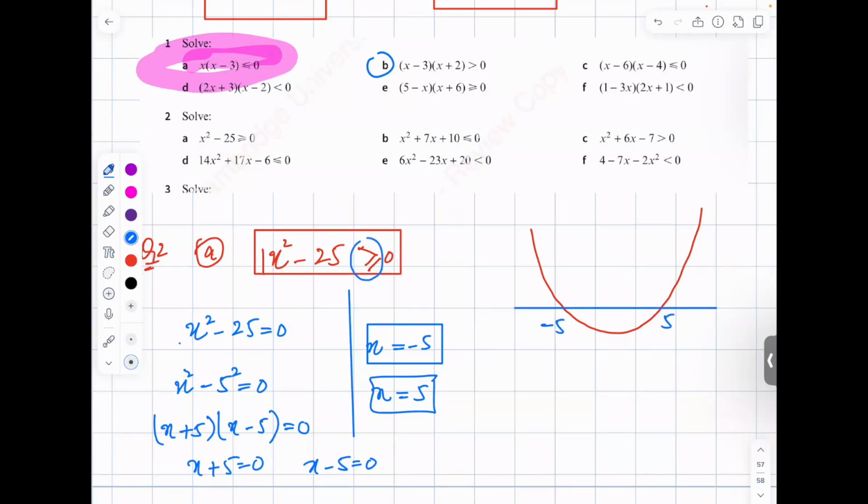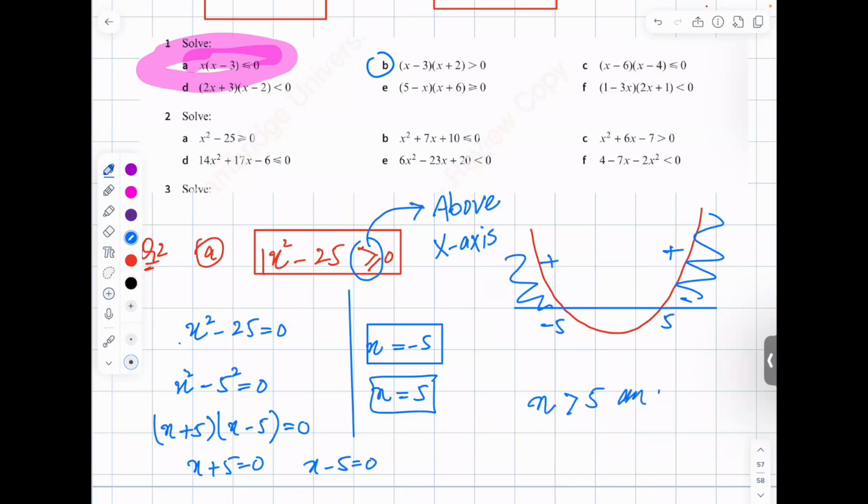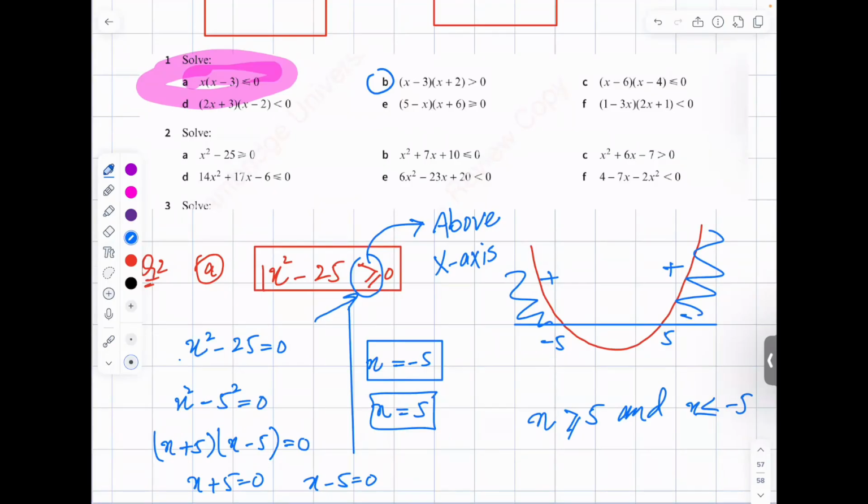Now, here, greater than equal to 0. What do you mean by greater than equal to 0, Lina? That means above the x axis. So, which portion of the graph is above x axis? You can see here and here. So, after 5, my answer would be x is greater than 5 and x is less than negative 5. Since in the question they have given as greater than equal and less than equal, that's why we do this thing. Done? Yes, clear.